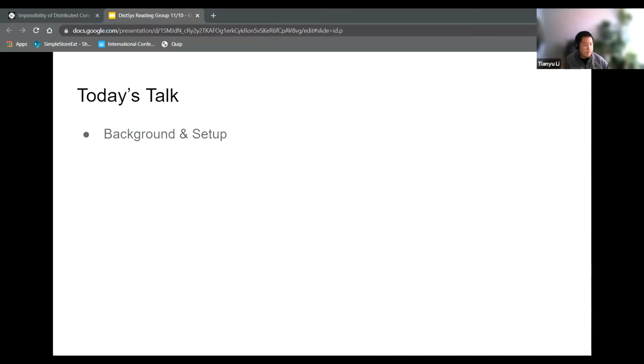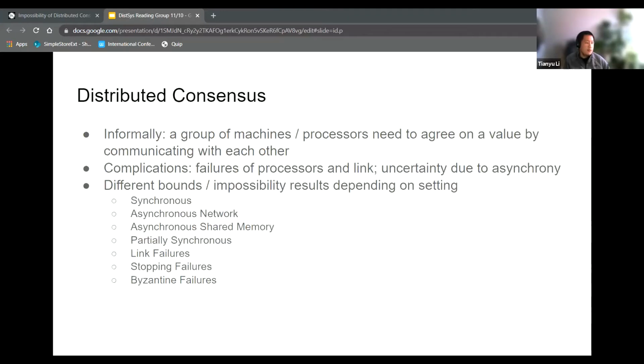Cool. Let's first talk about the background, right? Let's dial the time back to 1980, just say 1980, right? So the FLP paper was actually first published in 1983. I know the paper itself says 1985, but actually it was published in PODC before that.